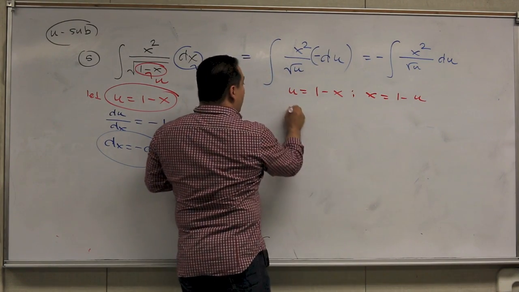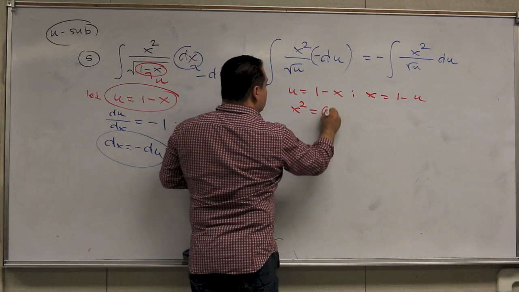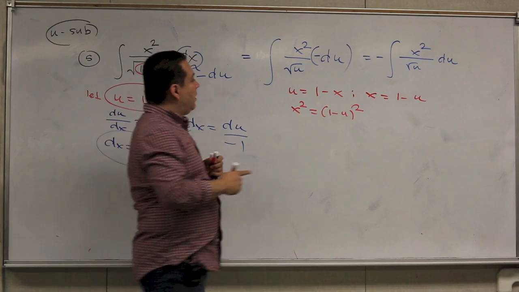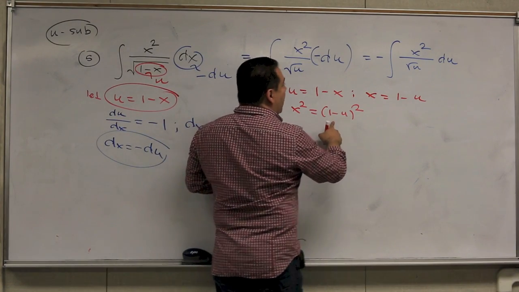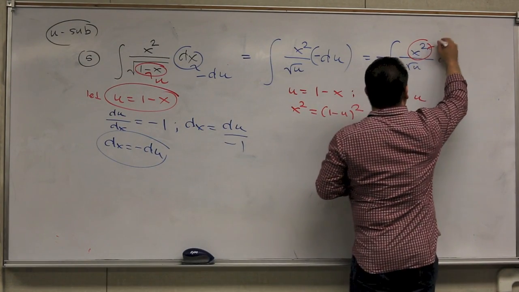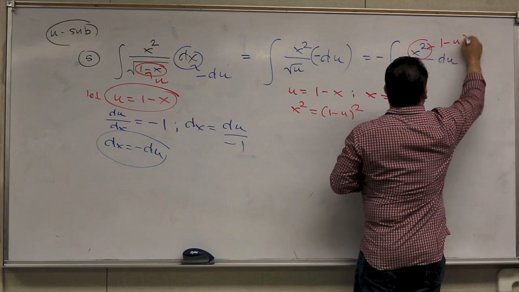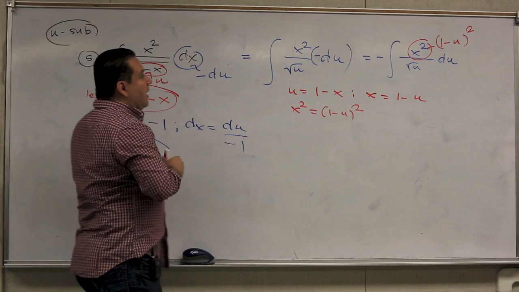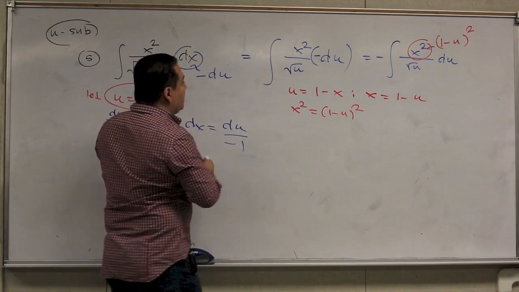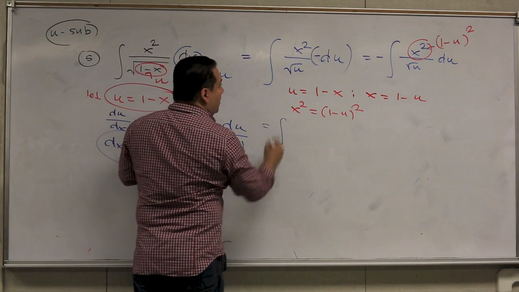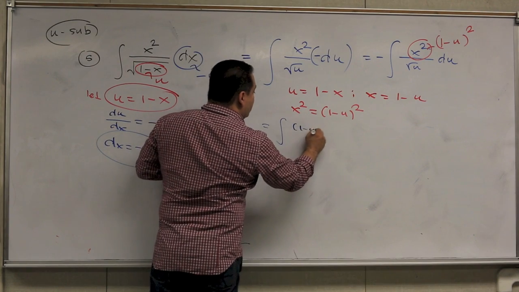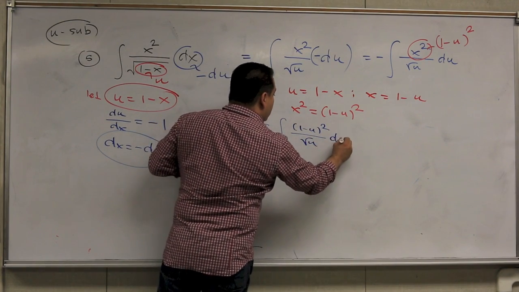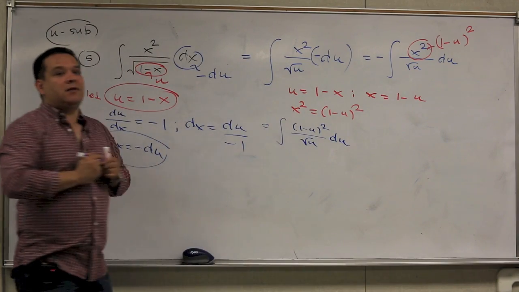And then I need to probably square this. I get x squared is 1 minus u squared. I can now replace this with what? 1 minus u to the what? To the second power. And then you may say to me, but then that gives me this integral here of 1 minus u to the second power over the square root of u du. And I'll say, yes, it does.